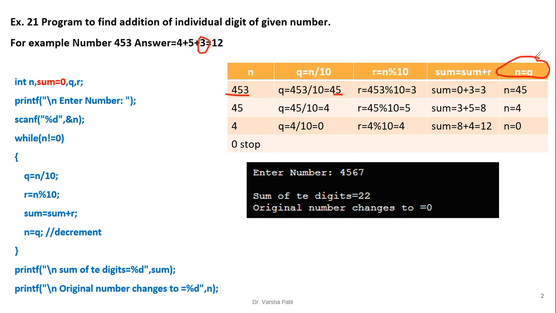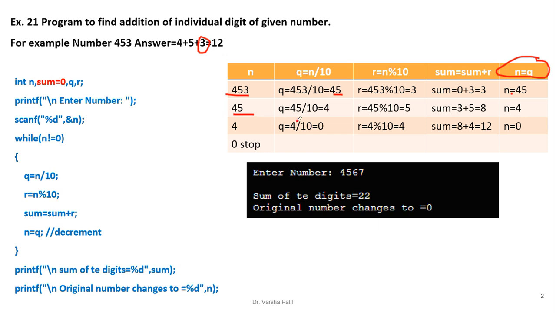Here there is no serial sequence increment or decrement, but the decrement depends on the quotient value. So what we do, n equal to q. Now the value of q, that is the quotient, is 45, which is assigned to the number. So in this way the number is decremented.